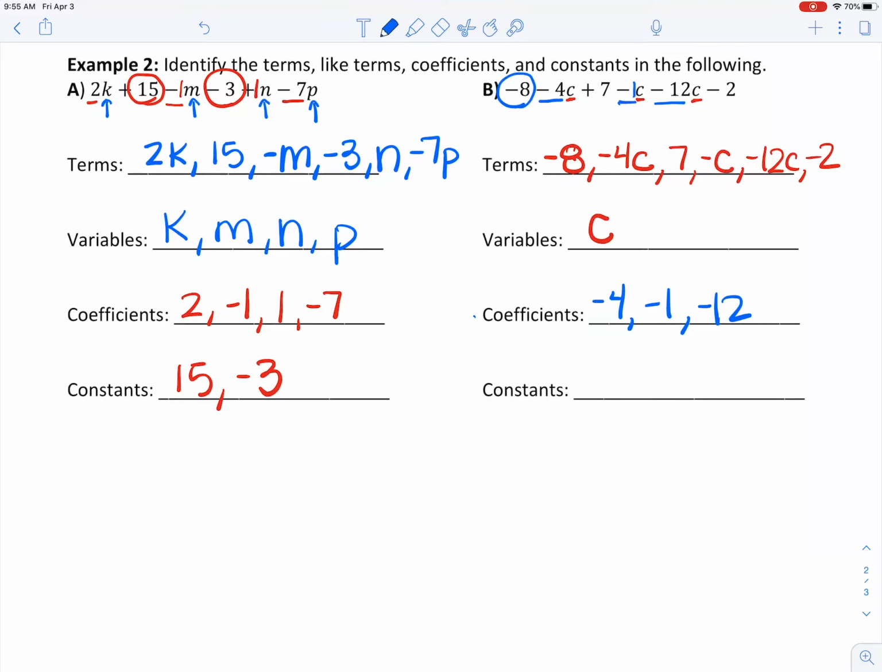Okay, and my constants are all of those numbers that are by themselves with no variable. So negative 8, positive 7, and negative 2.